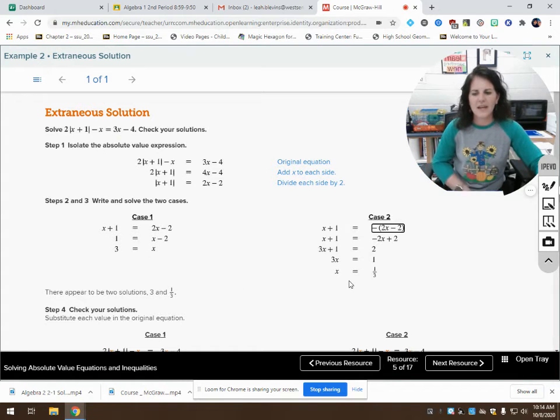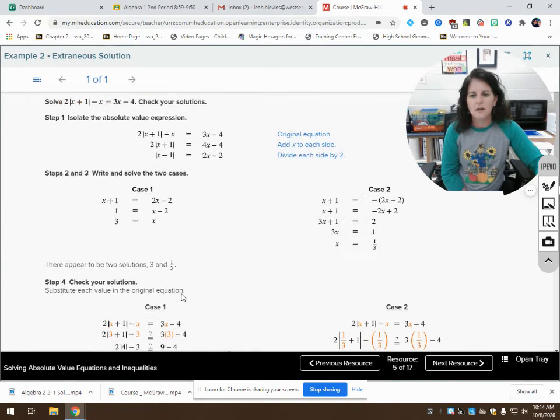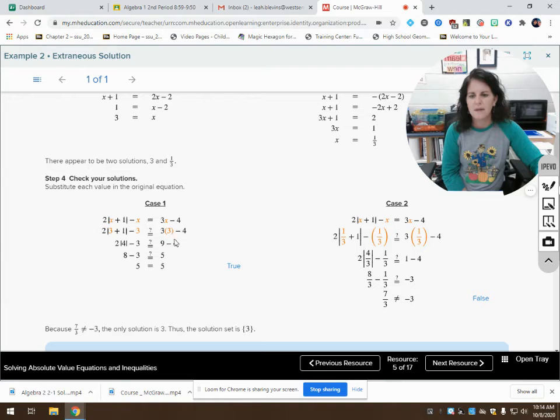Now we've got to plug it back in and check. It appears as of right now that 3 and 1/3 are my solutions. However, we got to check and make sure. When I plug in 3 and simplify it all down, I end up with 5 equals 5. That is true. But look what happens when I plug in 1/3. I end up with a -3 on this side and 7/3 on this side.